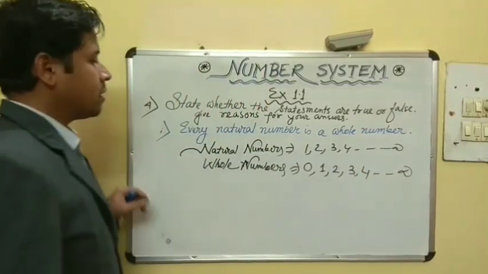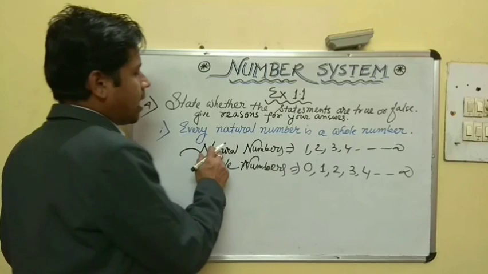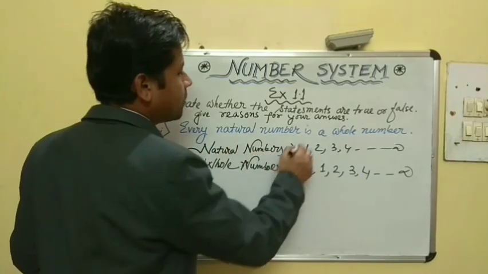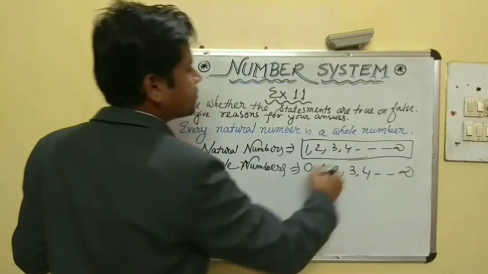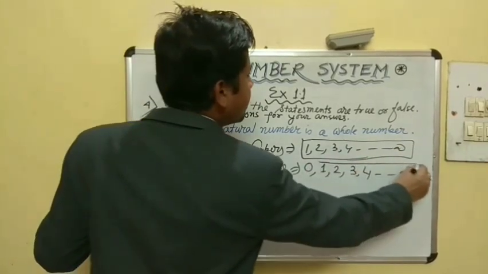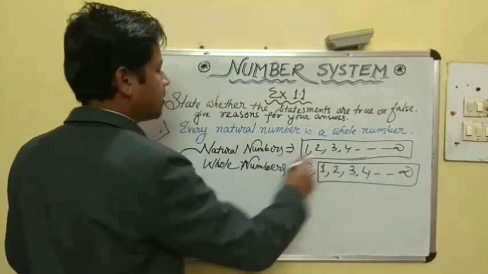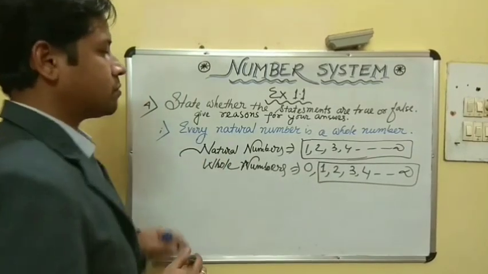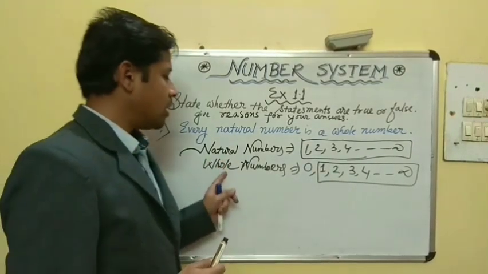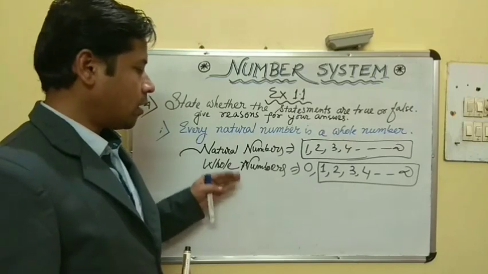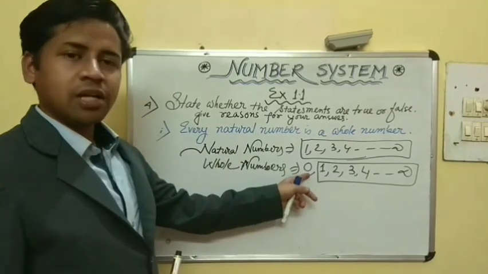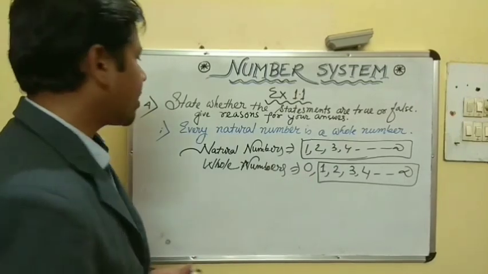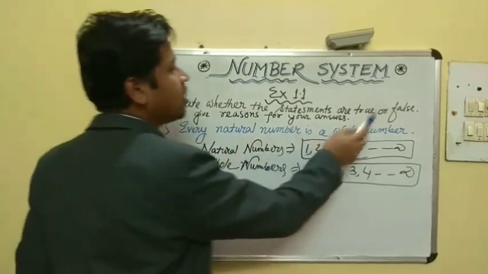That means the whole numbers and natural numbers have a common part. You see that from here to here, and here to here, there is a common part between whole and natural numbers. All the natural numbers belong to the whole numbers, but not all whole numbers belong to the natural numbers, because there is an exceptional case, 0. So we can say that every natural number is a whole number.